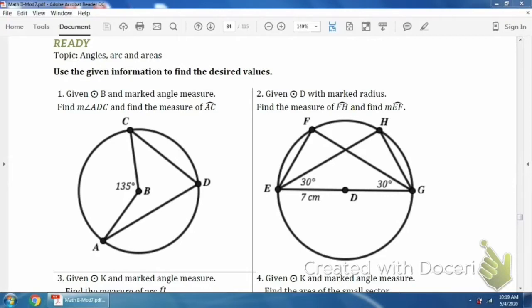So they tell us here, we have circle B, and we're given that angle measure. So that's a central angle right here. That central angle is 135 degrees, meaning that opening opens at 135 degrees. Okay? They say find the measure of angle ADC.